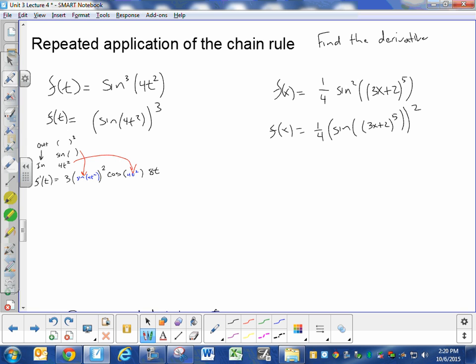All right, so I'm going to list out my outermost all the way to my innermost. My outermost would be, and I'm going to include the 1/4 there, the 1/4 stuff being squared. Then it's the sine of stuff. Then it's the stuff to the 5th power, and then it ends up with the 3x plus 2, going all the way from out to in.